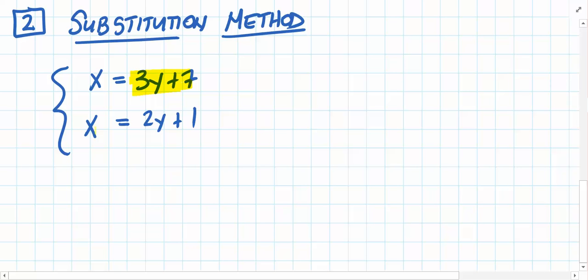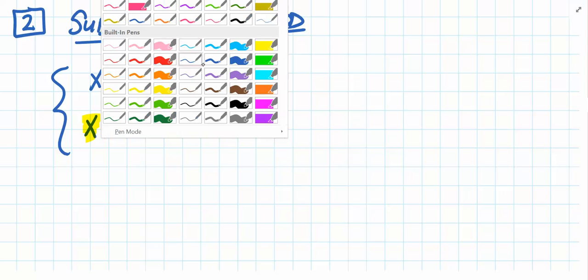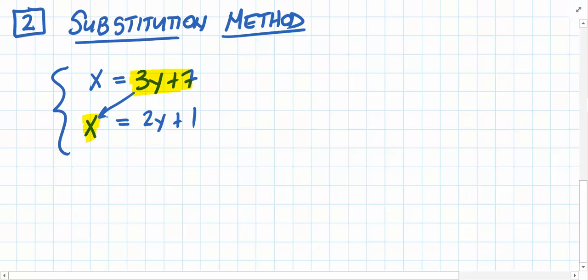And then I can see that in the second equation there's an x over on the left-hand side, right? Okay, so you're allowed to actually substitute one in for the other. If they're both equal to x, then they have to be equal to each other. So the method goes like this. You can take the information and plug it straight in to create a new equation that would look like this. I'm going to replace or substitute this x for 3y plus 7 and set it equal to 2y plus 1.